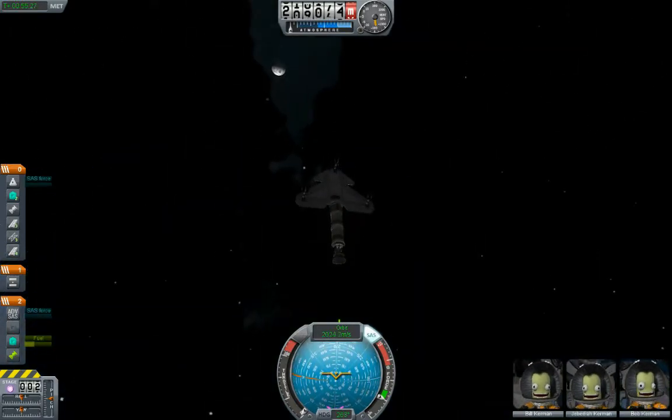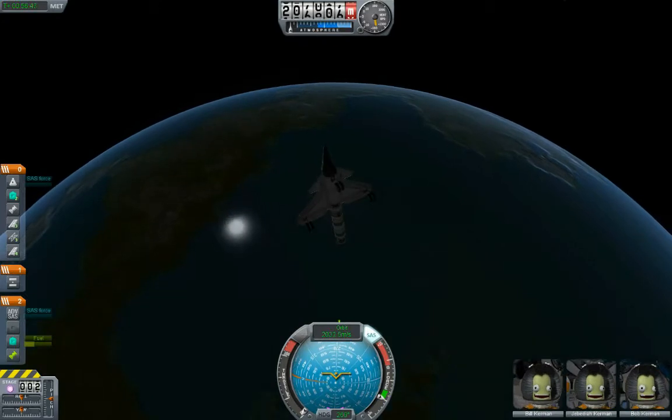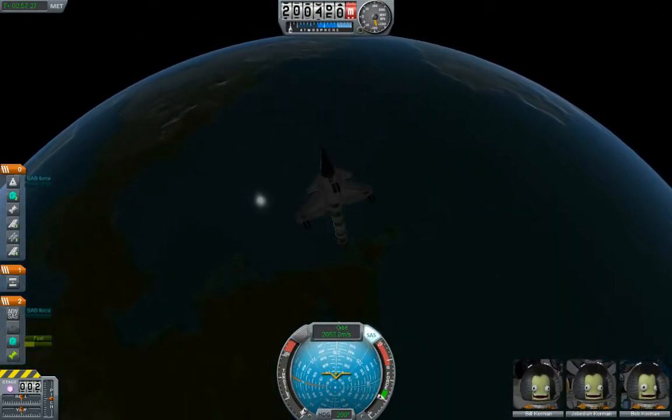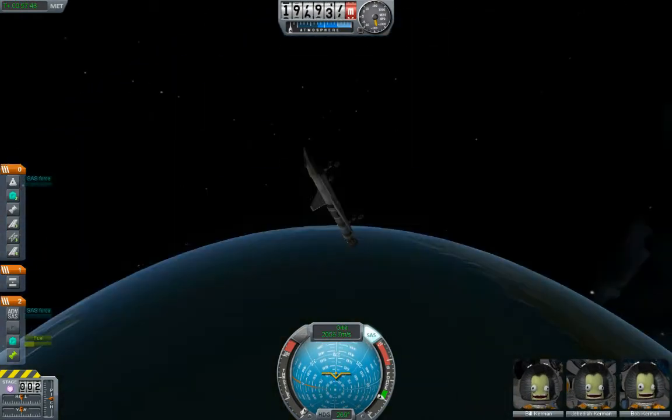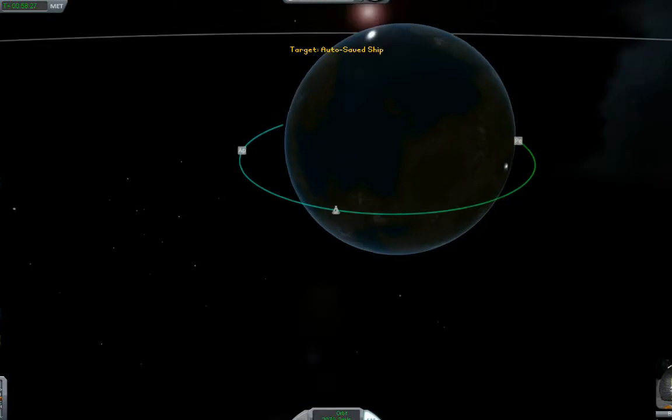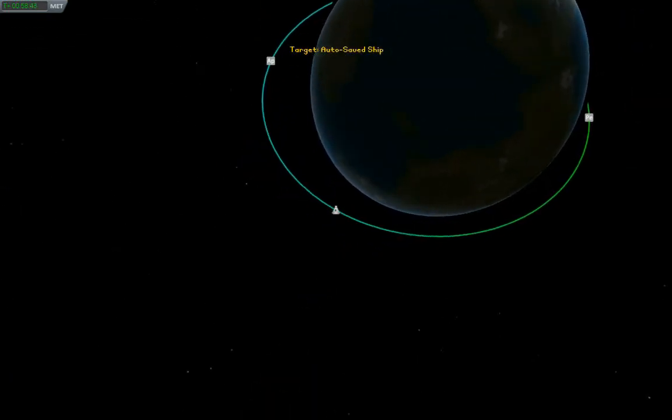Oh, you can see the reflection of the moon in the water. Oh, isn't that awesome? I love it. I love it. I'm in space.